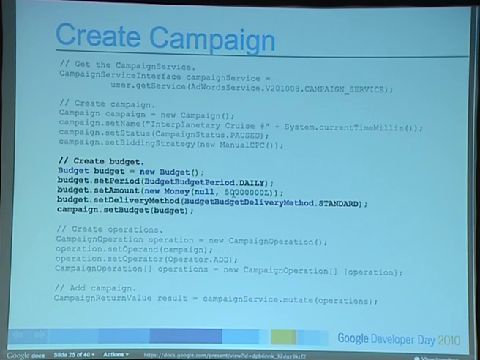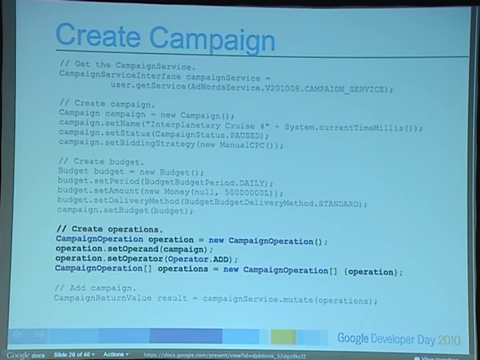In this case it's $50. It's a micro amount, so you have to multiply it by a million. So once you have the budget, you have to create an operation. In this case, the operation is add, because you want to add a new campaign. The AdWords API offers you 3 operations: add, update, and delete. So they are called add, set, and delete.